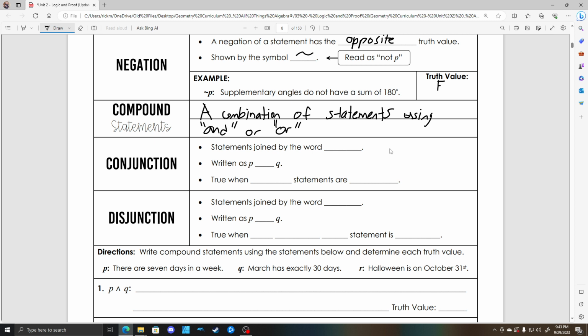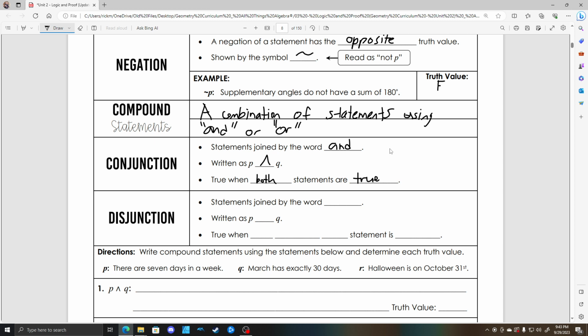So a conjunction, con means to bring together, right? So a conjunction is going to be something and something else. So these are statements joined by the word and. And it is written as P and Q. And you'll notice that this little shape kind of looks like an A. And that's how I always remember that it's and not or, is because it looks like an A. So this is true when both statements are true. So if both of the statements are true, then when you combine them, the combined statement will also be true.